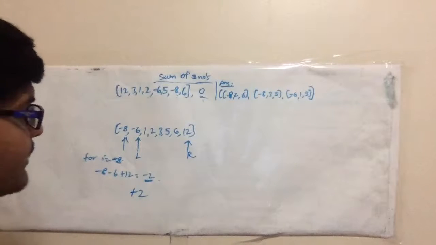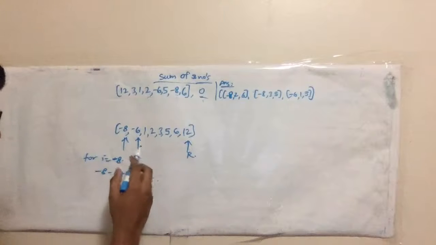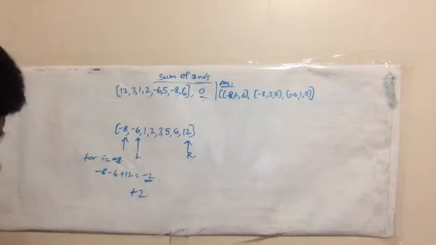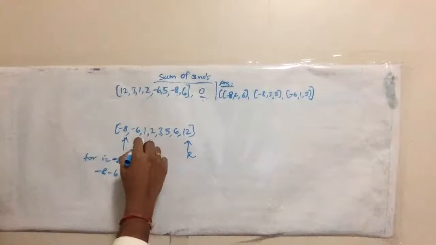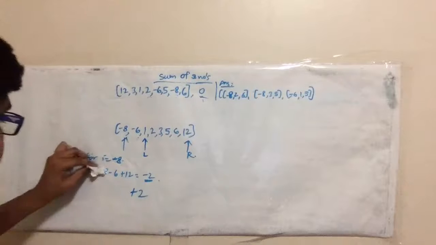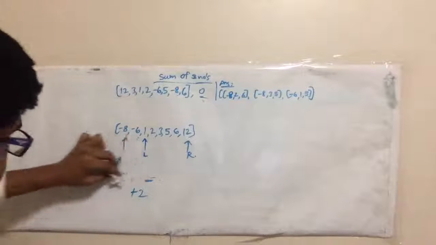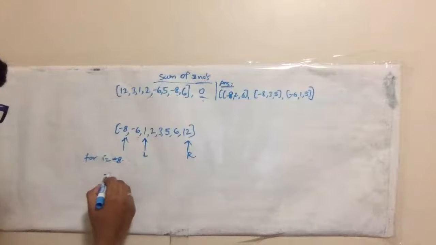And we continue until the left and right pointers cross. Say we have moved here as the left pointer. Okay, now this is -8.